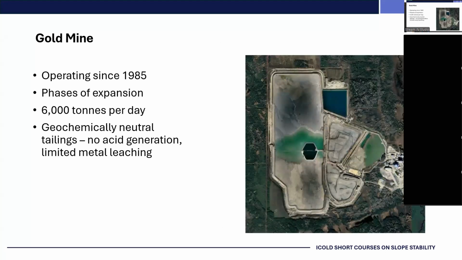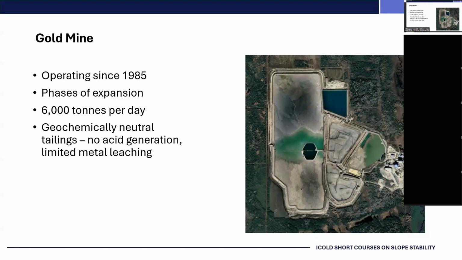It's a small facility, been operating since 1985. It's a gold facility running at only 6,000 tons a day. It started with the initial tailings deposits over here, and over time has slowly grown to its configuration now, and it'll continue to grow over the next 10 or 20 years. We're fortunate in that the tailings are geochemically neutral. We don't have any acid generating, very limited metal leaching, so we're not having to deal with water covers.